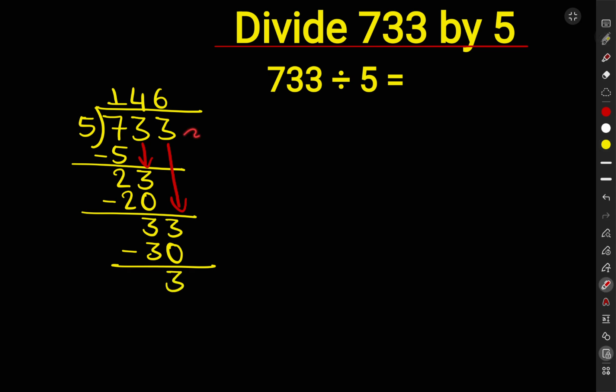So now we have no other number to put down. So we take a decimal here, so that we put 0. So it is 30 and 5 times 6 is 30. On subtracting we get 0. So 733 divided by 5 is 146.6.